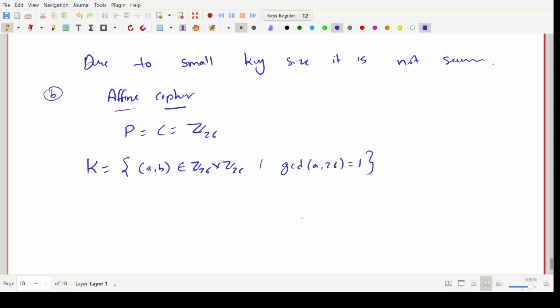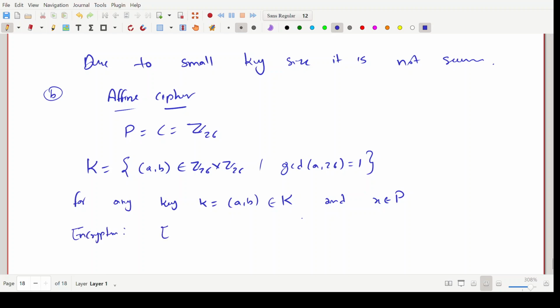Okay, so here your key is a tuple of two variables. It is having a and b. So let us see encryption for any key k equal to (a, b), which belongs to your key space. And let us take a plain text x, which is in P. How is the encryption defined?